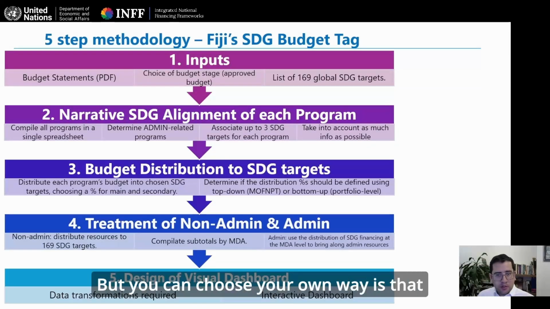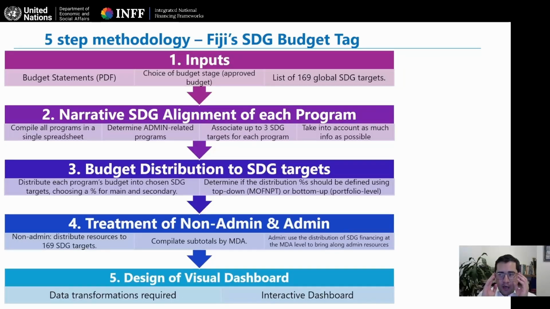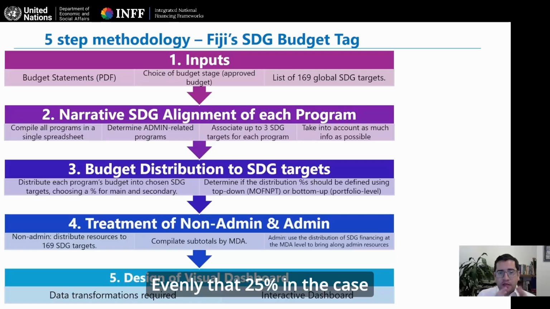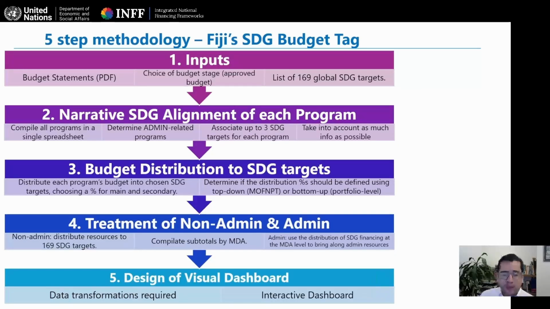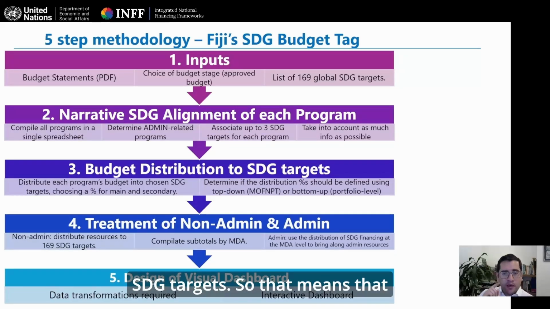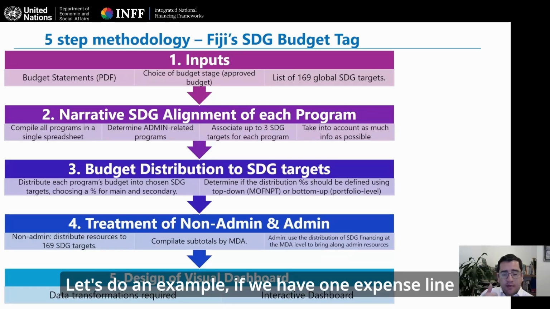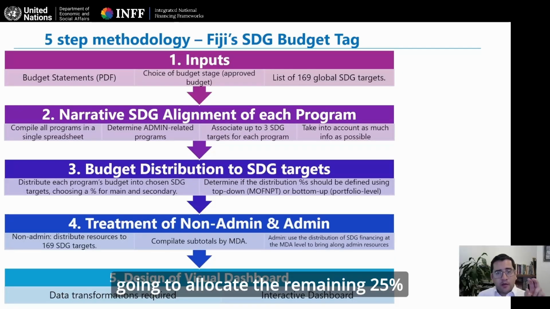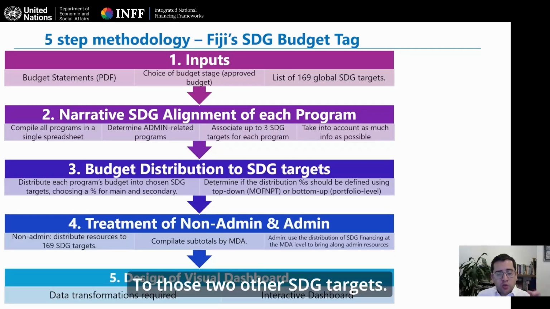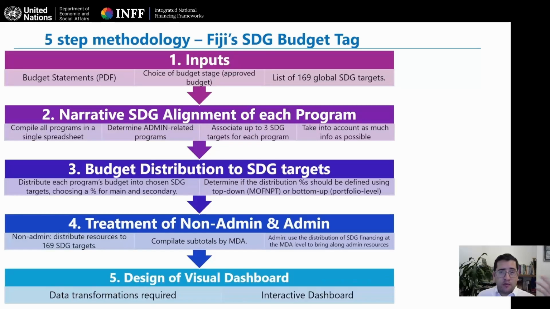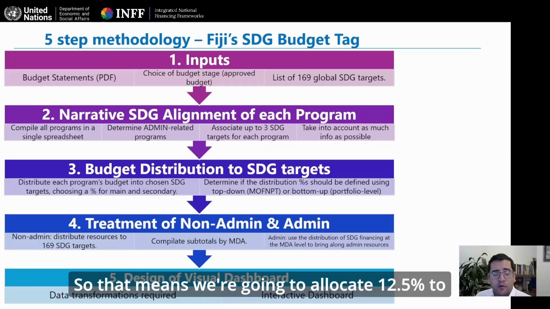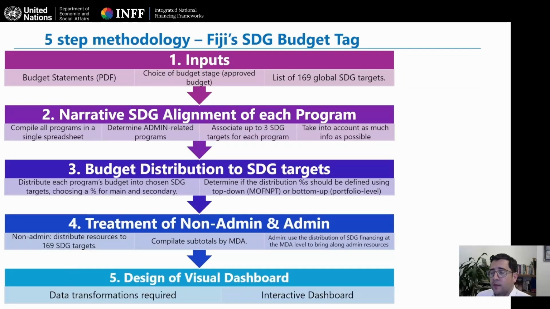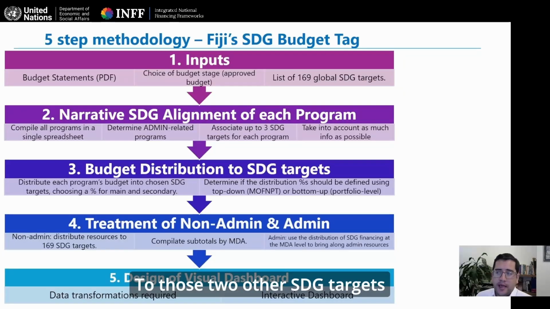What we're going to do here, but you can choose your own way, is that we're going to allocate evenly that 25% in the case that there are two secondary SDG targets. So that means that let's do an example. If we have one expense line, we're going to allocate 75% of those resources to the main SDG target, and then we're going to allocate the remaining 25% to those two other SDG targets. So that means we're going to allocate 12.5% to those two other SDG targets.